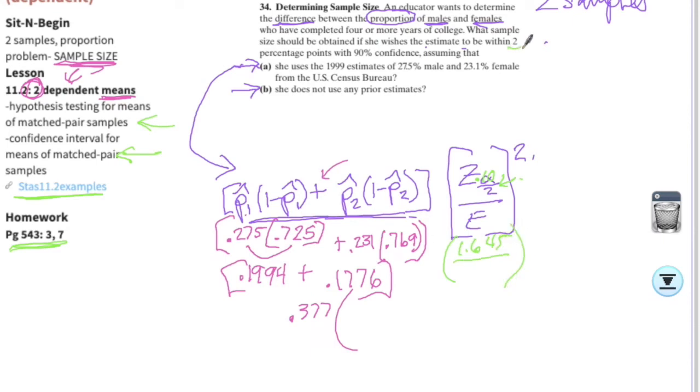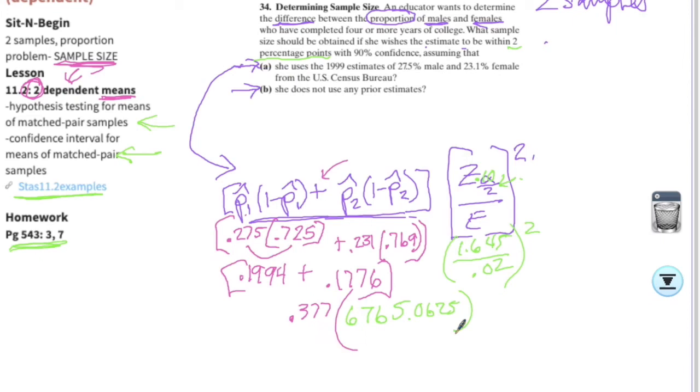And they want it to be 2 percentage points, so it's going to be 0.02 and then squared. So I'll start by doing that division. 1.645 divided by 0.02 gives me 82.25. I'm going to square it, and that's giving me 6,765.0625. I'm going to multiply that right now by 0.377.